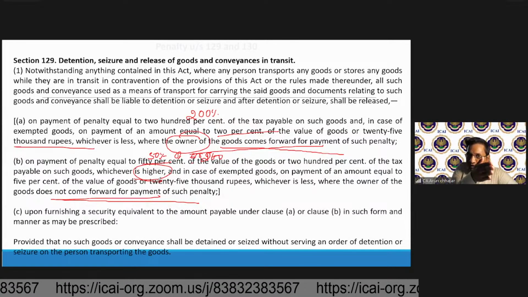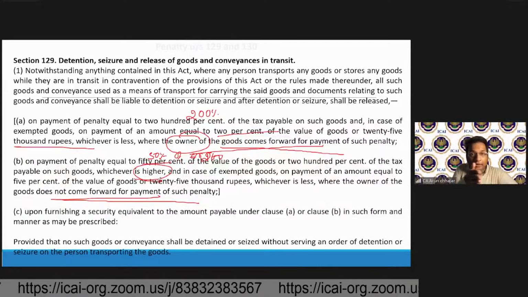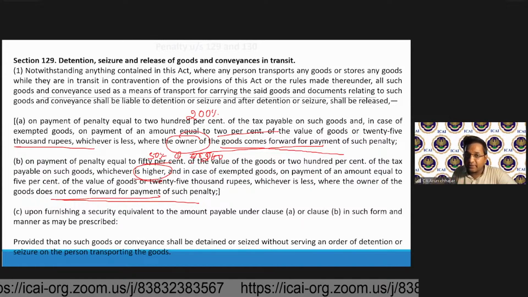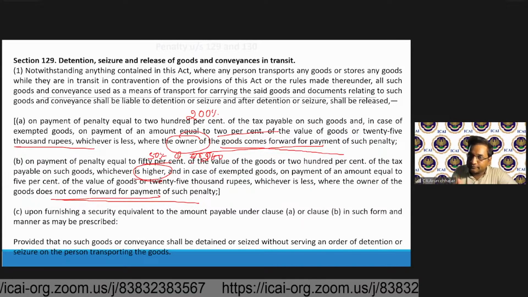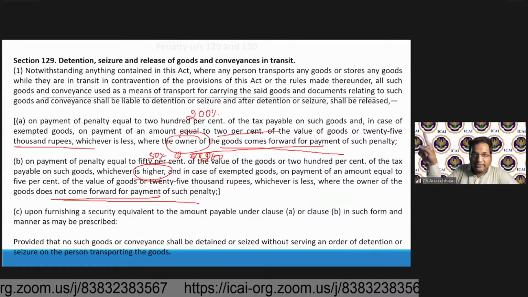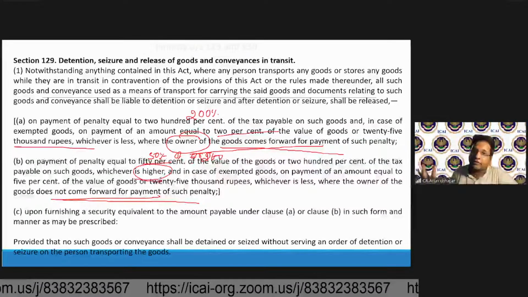To repeat: if the owner comes forward to make the payment of the penalty and goods are taxable, 200% of the tax is the penalty. If the owner does not come forward, then 50% of the value or 200% of the tax, whichever is higher. If the goods are exempted, then 2% of the value or 25,000, whichever is lower. If the owner does not come forward, then 5% of the value or 25,000, whichever is lower.